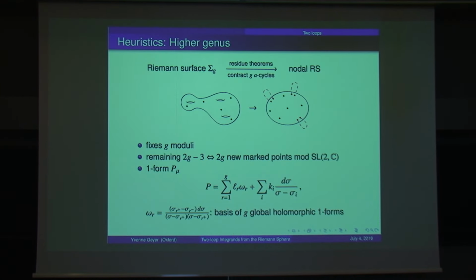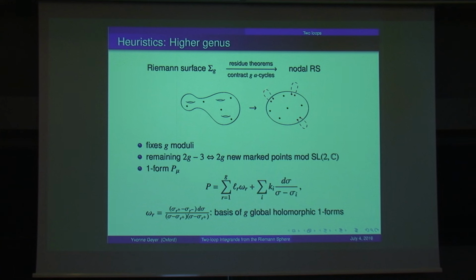Okay, so let me give you some heuristics, basically the most elementary building blocks of how this is going to work. So let's start from any Riemann surface sigma g. I know this looks as though I've jumped to 3 loops, but because this is completely general, this is just meant to emphasize that this works in principle, everything I'm telling you here for any genus. Now, we can apply residue theorems as long as our measure over the moduli space has appropriate poles, and contract the A cycles everywhere to land down on a nodal Riemann sphere.